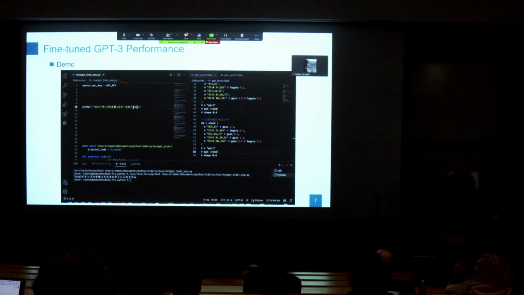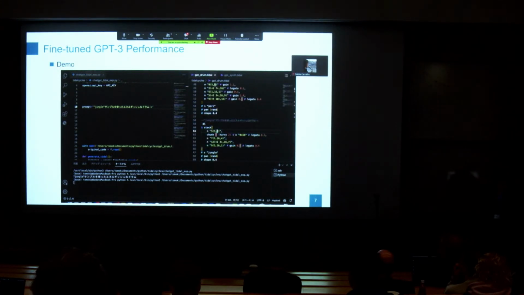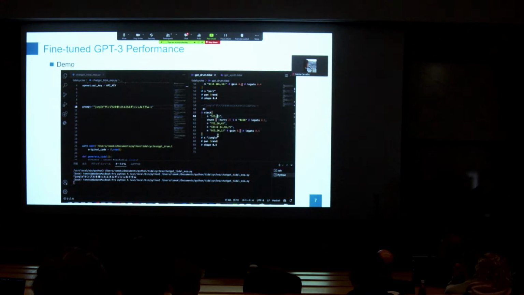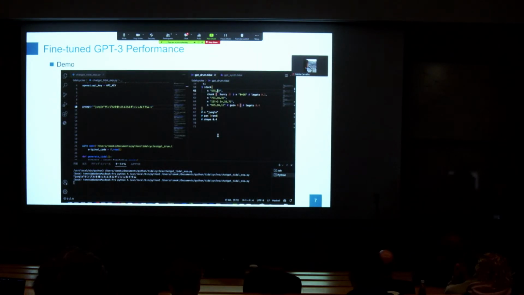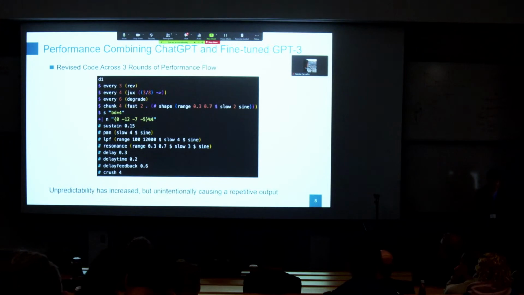And paste the Japanese prompts on the left editor. And fine-tuned GPT-3 generates the code on the right editor again, and the performance continues. As a result, compared to using only fine-tuned GPT-3, unpredictability has increased.